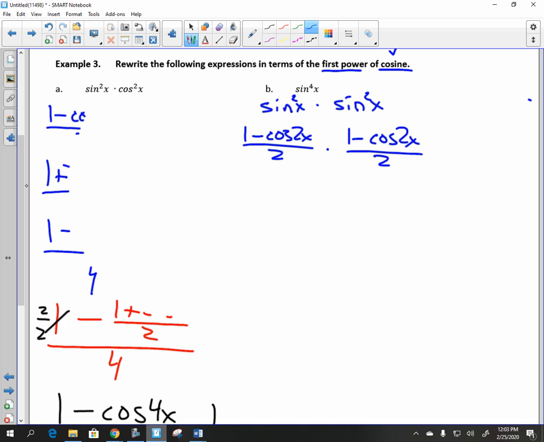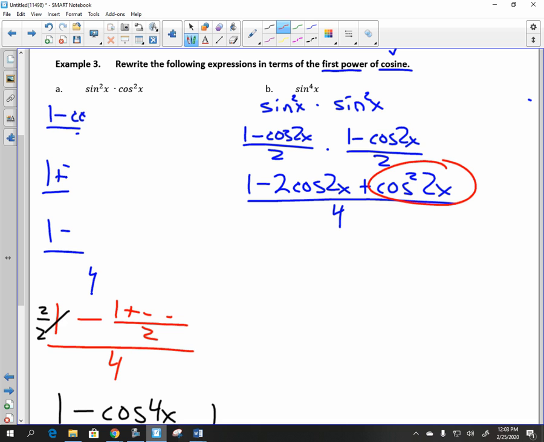Multiply that guy out. What do you get? Ooh, I got to FOIL it, so I take negative cosine of 2x times 1 and negative cosine of 2x times 1. I'm going to have negative 2 cosine of 2x in the middle. And then the last term is going to be positive cosine squared of 2x. Over what? 4. Great. I got it to cosine, but this is squared.